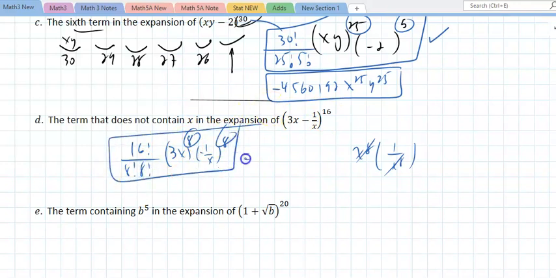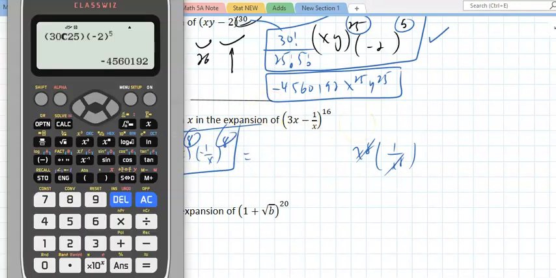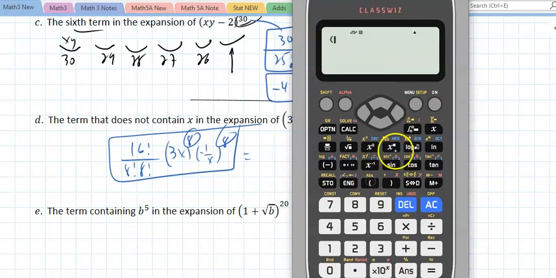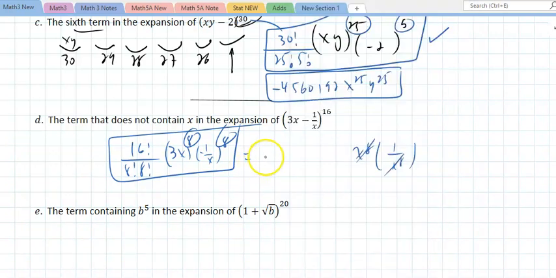You're done. You want to simplify? You can. Get a calculator out. Take 16 choose 8 times 3 raised to the 8th. That will be up. Oops, what happened? 8,444,0070. That would be that term.